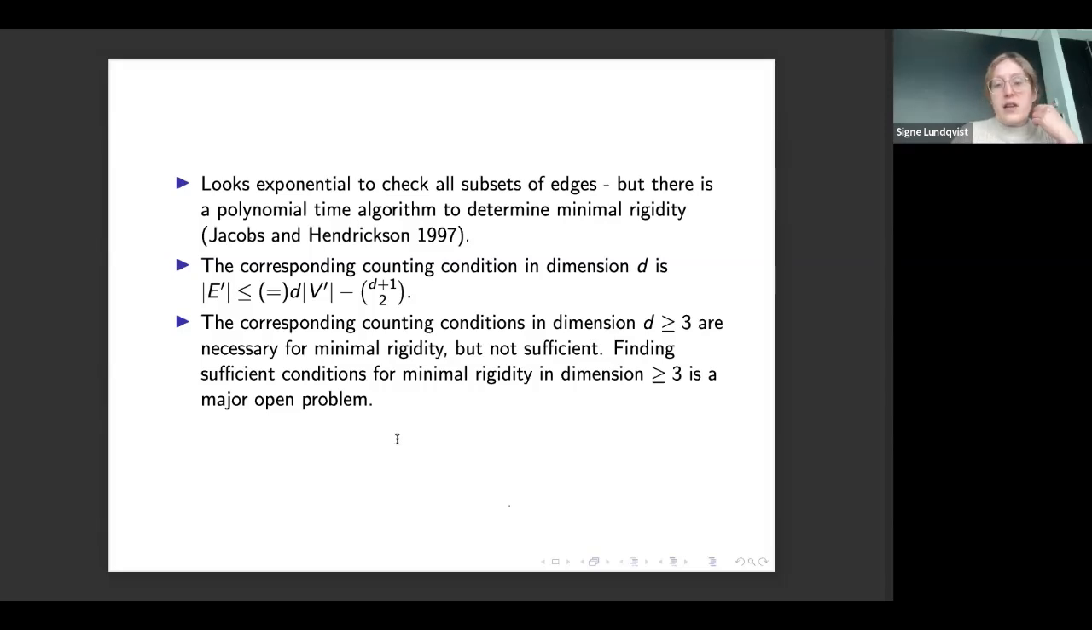But these counting conditions in dimension D higher than or equal to 3, they're necessary for minimal rigidity still, but they're not sufficient. And finding necessary and sufficient conditions for minimal rigidity in dimension 3 and higher is maybe the biggest open problem in the field, because we don't have a characterization of minimal rigidity in dimension 3 and higher.